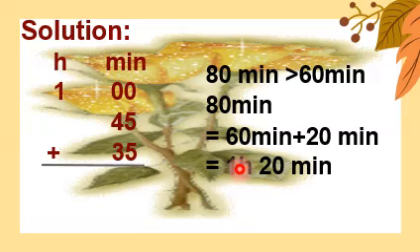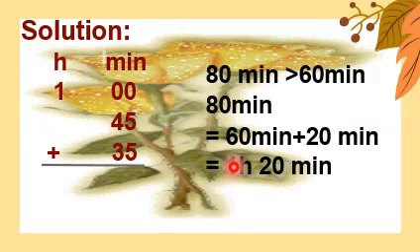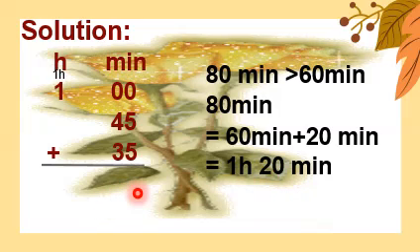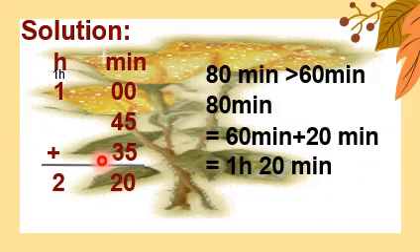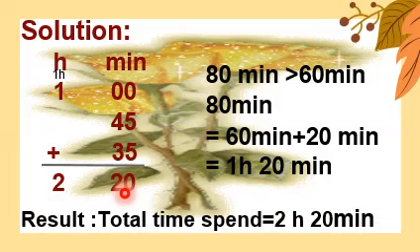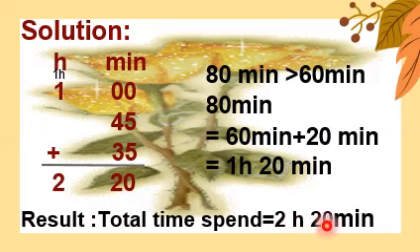Now we will carry this 1 hour to the hour column and write 20 minutes in the minute column. Then the final answer is 1 plus 1 is equal to 2 hours and the minutes left are 20. So the final answer is 2 hours and 20 minutes. Means the total time spent for reading the book is 2 hours and 20 minutes.